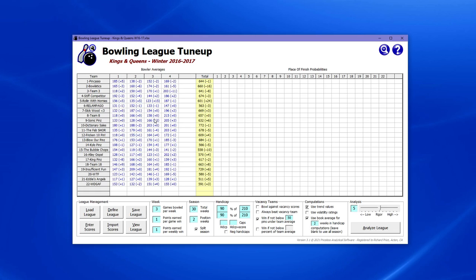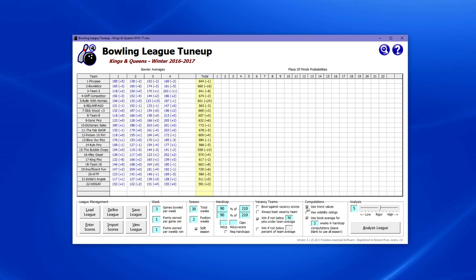Very important to include trends in your mid-season and post-season league analyses because they have a great influence, sometimes more influence than the averages themselves, on league outcomes. And that depends a lot on how you've set the handicap formula. So if you use trend values and they display here, they will be used in any league analyses that you perform.